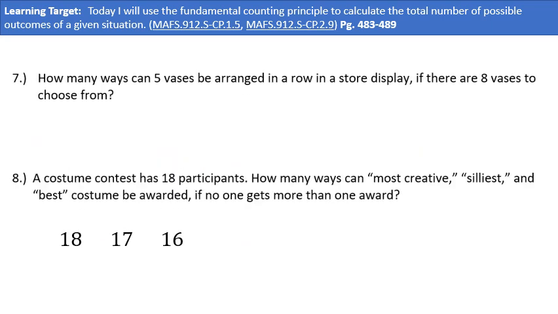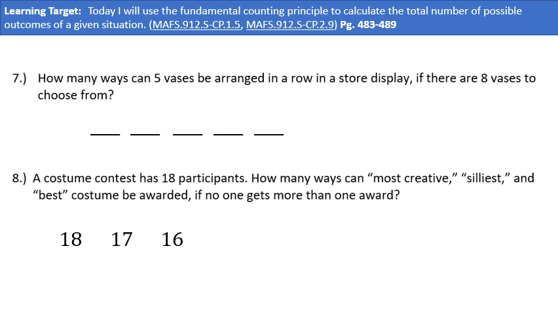All right, here we go. 7. How many ways can vases be arranged in a row in a store display if there are 8 vases to choose from? Okay, 8 vases to choose from. I can only put 5 in the store display. So here's my display. I have 5 choices. Notice on all of these, I start off by just thinking about what are the different options that I have to select. I use the lines because it keeps me from doing this wrong. So I have 5 different places to put those vases, 1, 2, 3, 4, 5.